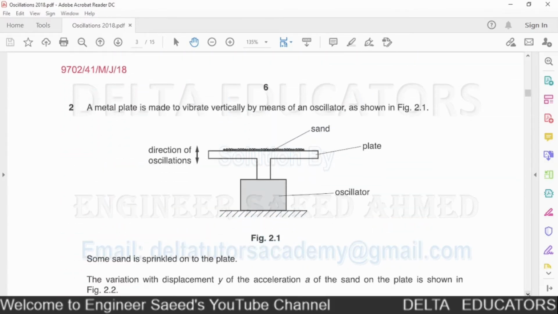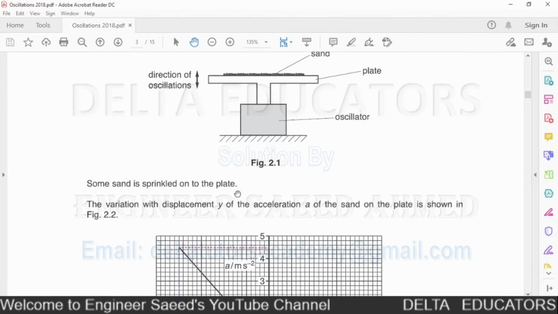Now first question from Paper 4, Variant 1 of May-June 18. A metal plate is made to vibrate vertically by means of an oscillator as shown in figure 2.1. Here we have a metal plate. This metal plate is vibrating up and down. Some sand is sprinkled on the plate. Here we have sprinkled some sand on this metal plate.